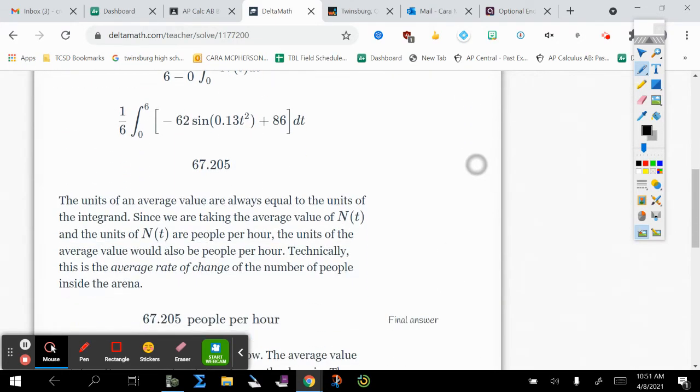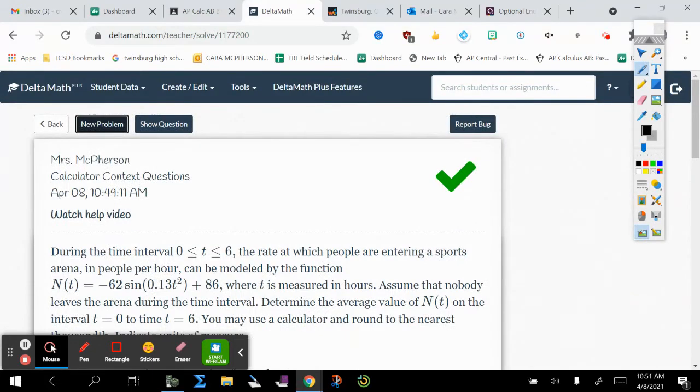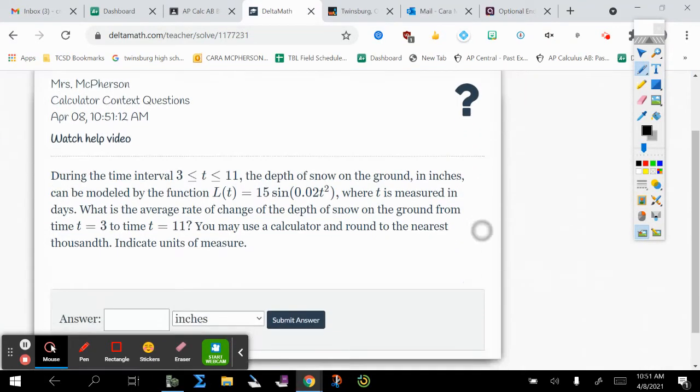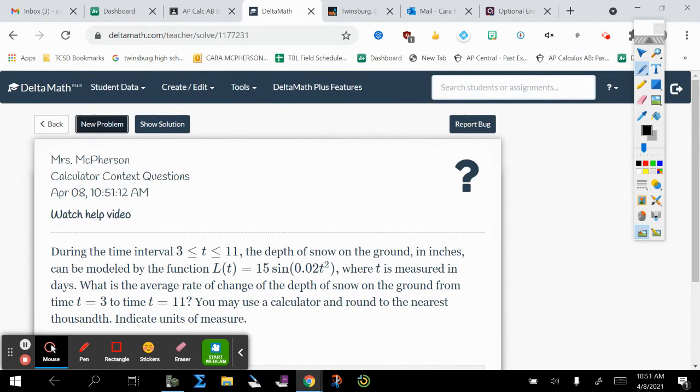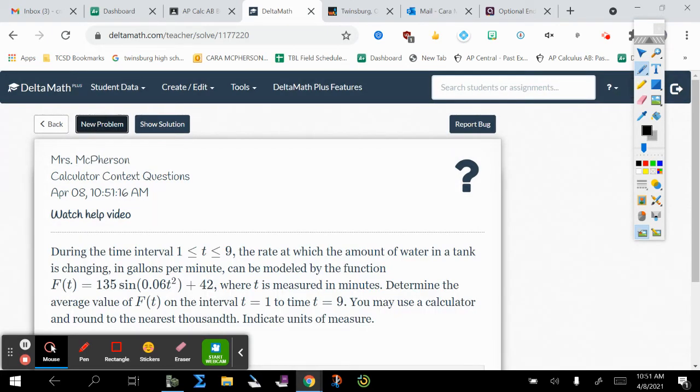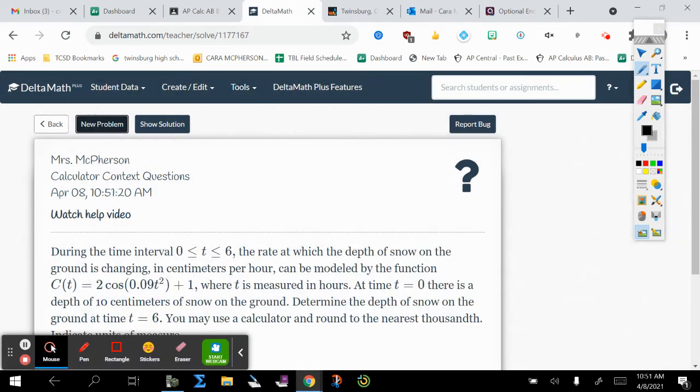And then it'll kind of show you the work and how that all gets set up. There's one other type that I wanted to see if I could find one. Not that one. That's another average value.